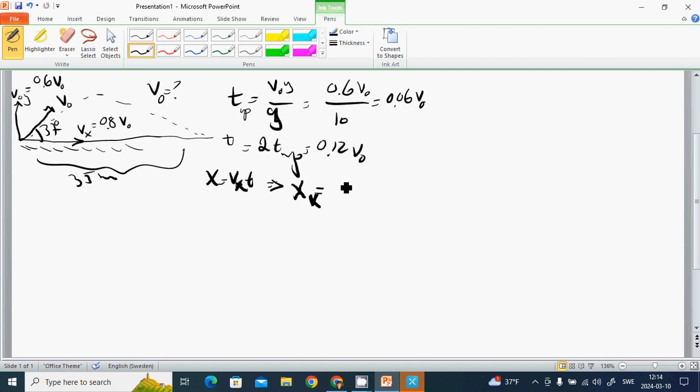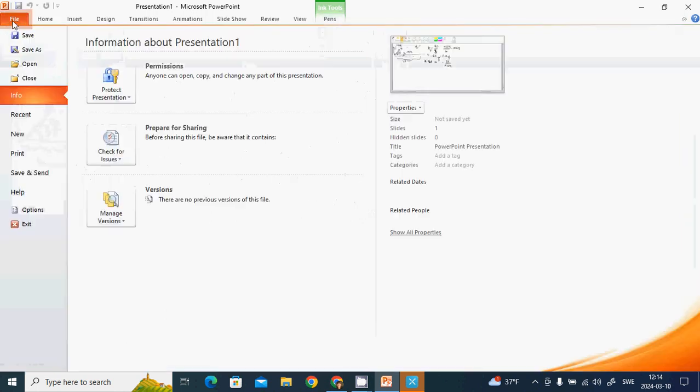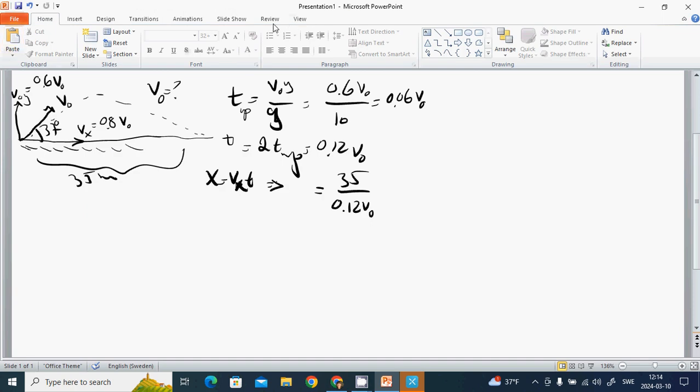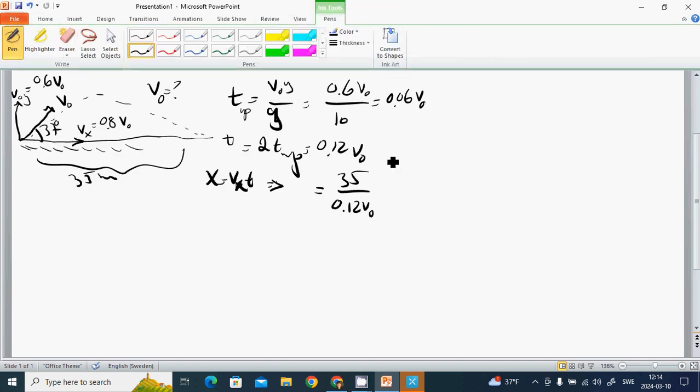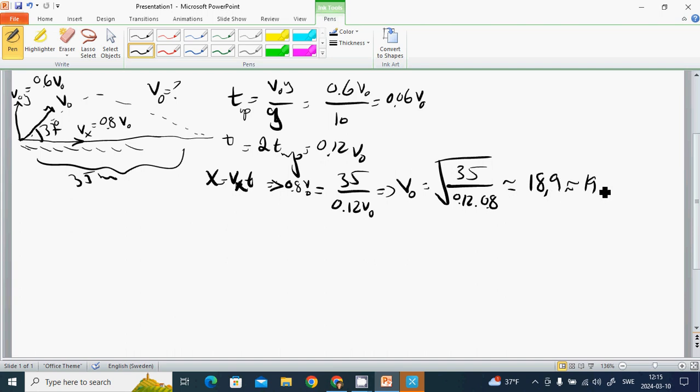And x is Vx t, which is Vx equals 35 divided by 0.12 V0, and Vx is 0.8 V0. Then V0 equals the square root of 35 divided by 0.12 multiplied by 0.8, and it is 18.9, almost 19 meters each second.